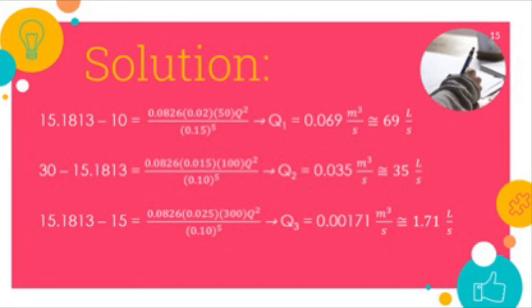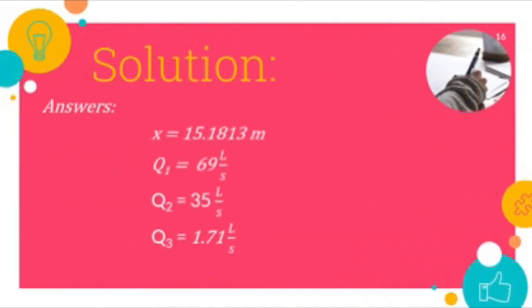For flow rate 3, it is equal to 0.017 meter cube per second or equal to 1.71 liters per second. For finalization of our answers, x is equal to 15.1813 meters. Flow rate 1 is equal to 69 liters per second. Flow rate 2 is equal to 35 liters per second. And lastly, flow rate 3 is equal to 1.71 liters per second.